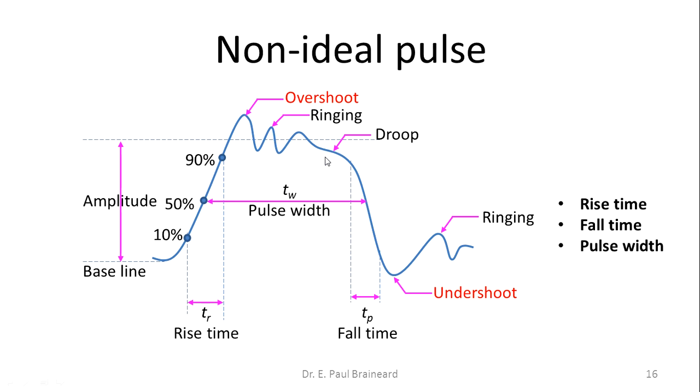Now let us try to understand few of these things. Overshoot is going beyond the prescribed magnitude in the rising edge, and undershoot is again going lower than the prescribed amplitude in the falling edge. This non-ideal pulse has certain properties: rise time, fall time, and pulse width. We will look at these definitions.